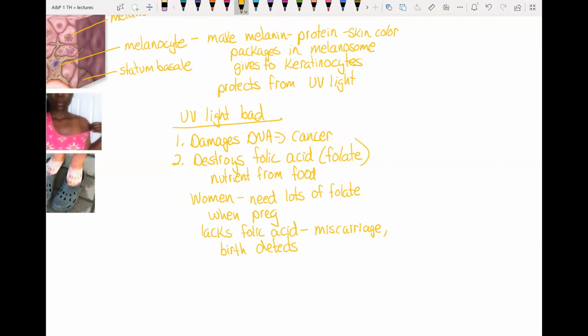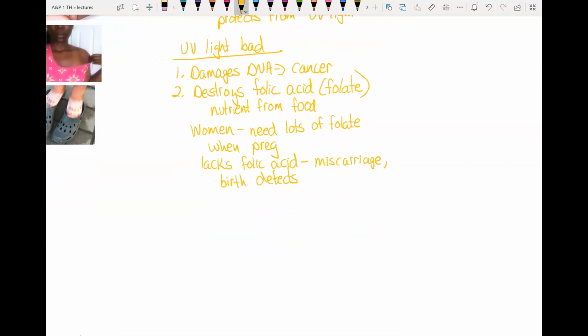So it's very important that pregnant women get lots of folic acid. And that's why today doctors prescribe vitamins to women who are pregnant to make sure they're getting lots of folic acid so they can carry the pregnancy and have a healthy baby. In men, it is needed to make healthy sperm.